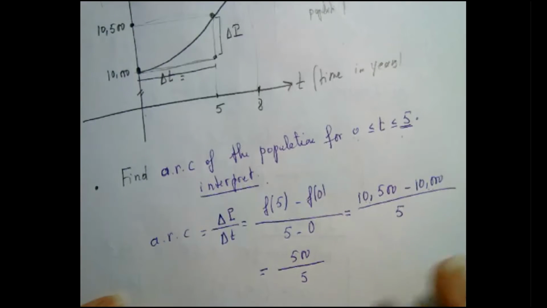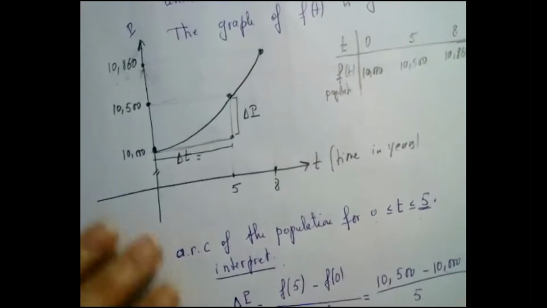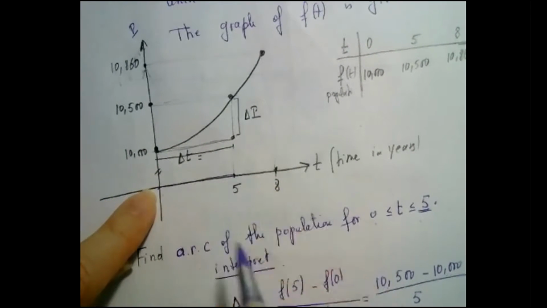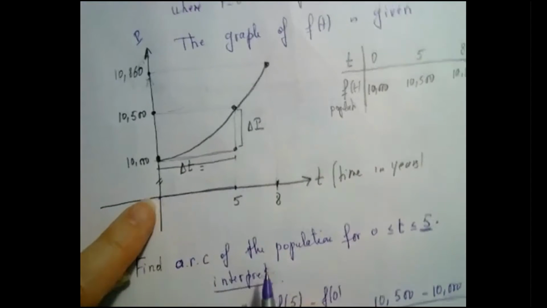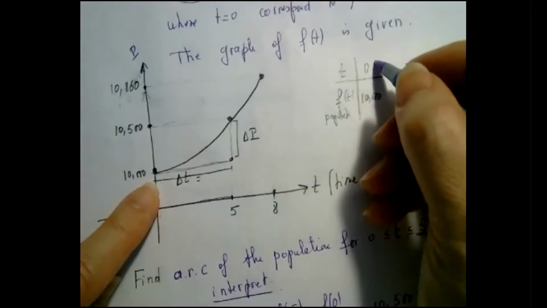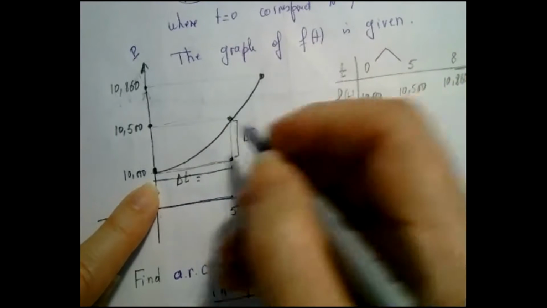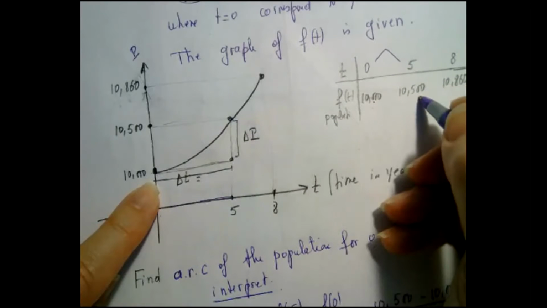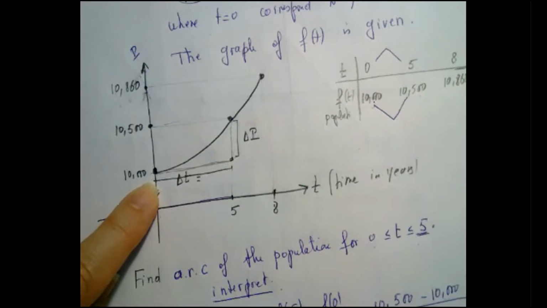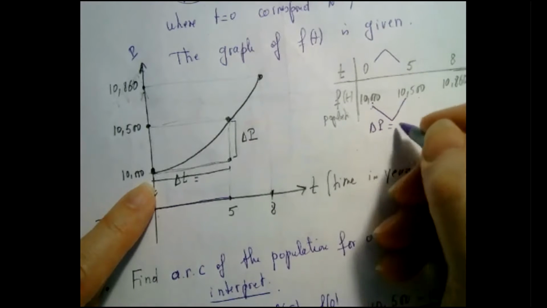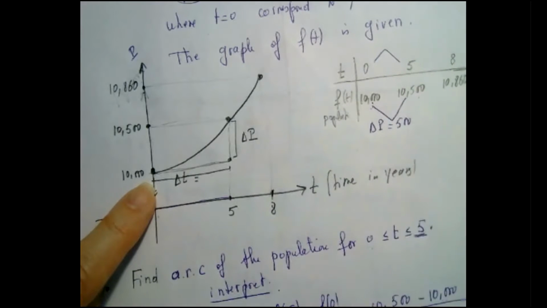Now I know it's 100, but let me stop for a second to understand every aspect of it. So let me go back. On the picture, as time goes between 0 and 5, it means the year 2000 and 2005. What's happening? As time goes by, the population changed. It was 10,000. So the change here, that's the change in population. That's how much the population changed. The population changed by 500.